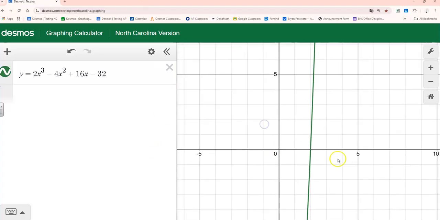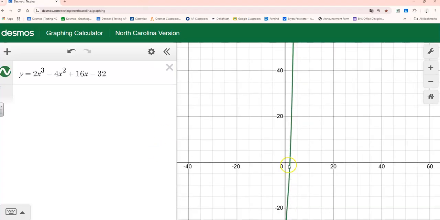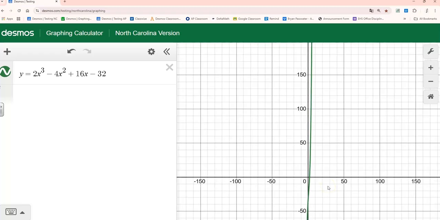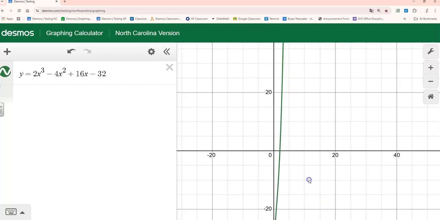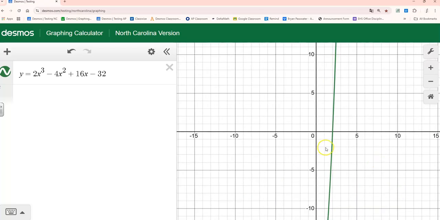And so here's my graph. If I zoom out, yeah, but the y-intercept is not a 0. Okay, so the x-intercept is the only 0, 2.